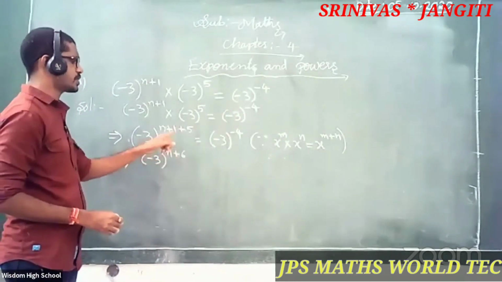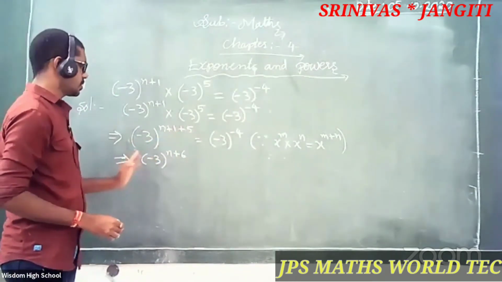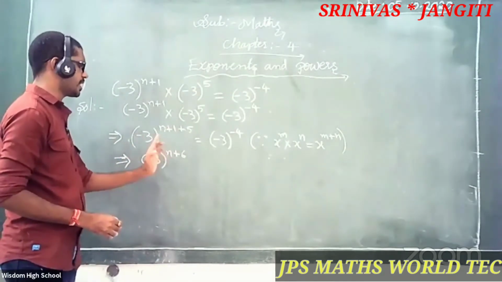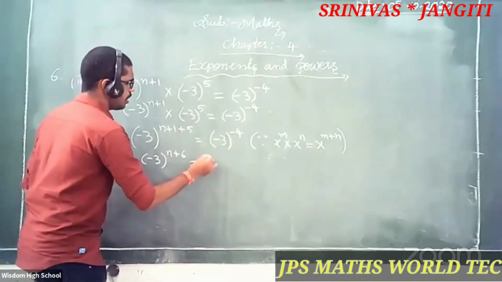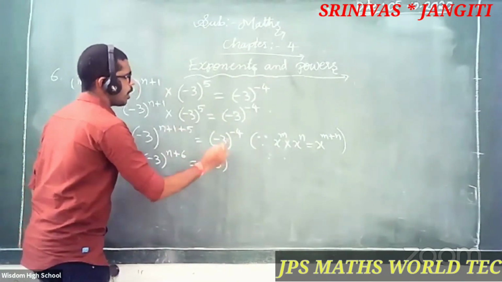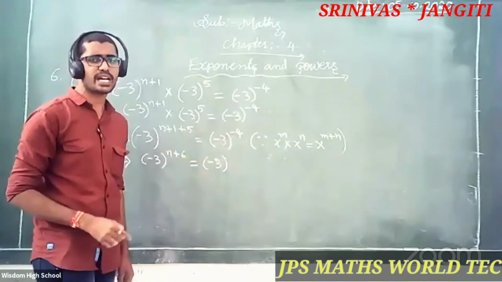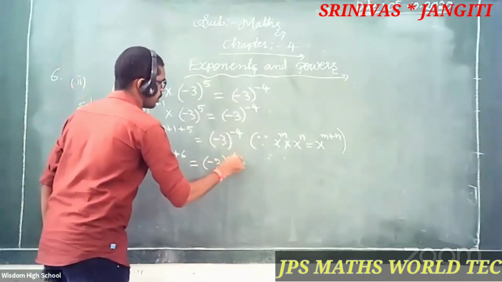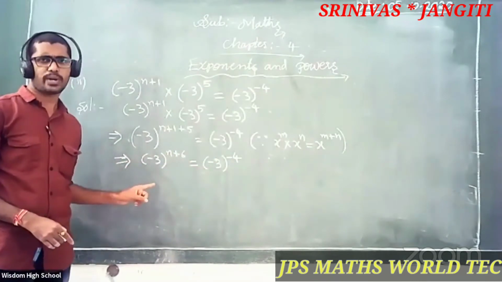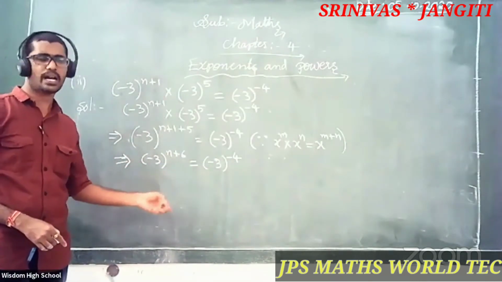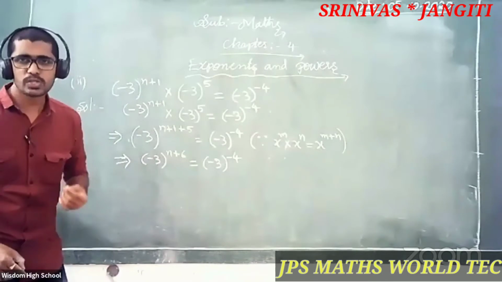How do you get the 6? You understood? 1 plus 5 is 6. So minus 3 all to the power of n plus 6. Then on the right side, observe, minus 3 all to the power of what is here? Minus 4. So now this is so simple, just like the previous problem, right? In the last problem, what did you observe? Same.